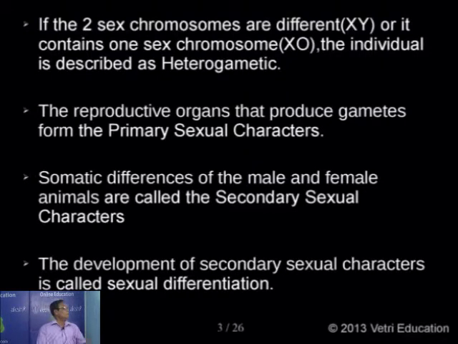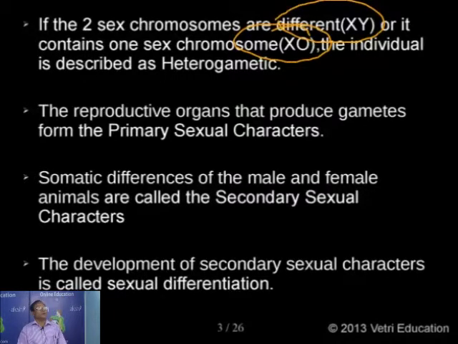Now, as I mentioned already, if the two sex chromosomes are the same, it is called homogametic sex, and here they are different, or it may be just one chromosome less, X0. So this is with reference to what we mean by homogametic sex and heterogametic sex. If you take any individual, we have two different types of sexual characters.